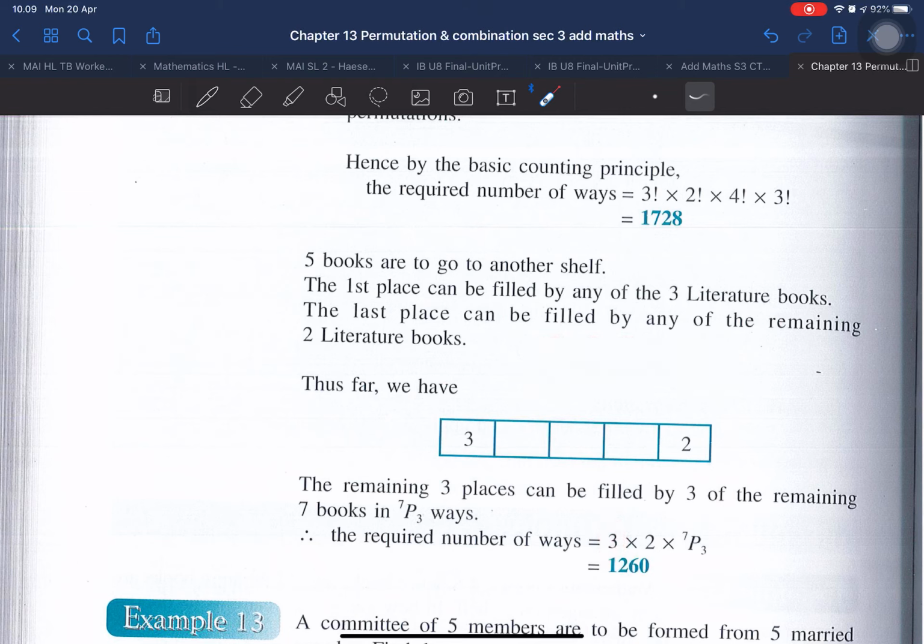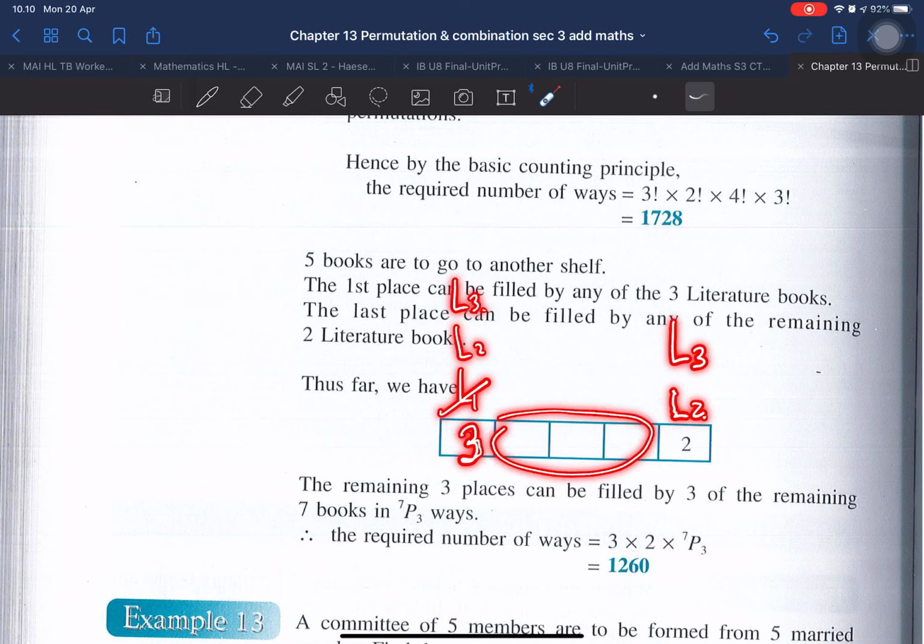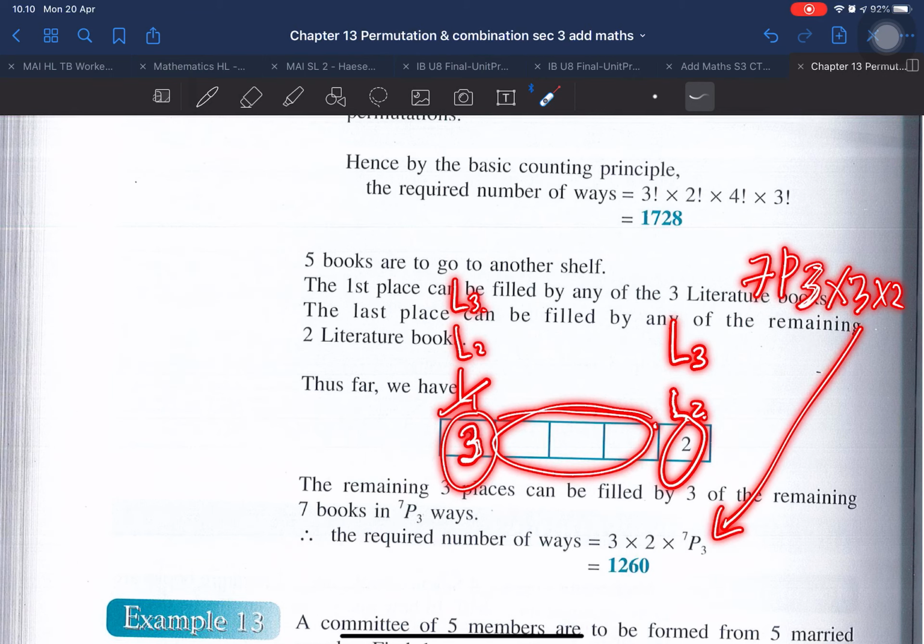Okay, now how many possibilities to fill in this? 3. It could be literature 1, literature 2, or literature 3. Now let's say literature 1 is already put here. Now the only possibilities are literature 3 and 2. Okay, now what do we put here? How many books are left? If we already choose 2, then 7 books are left. And then how many slots are there? 3. So we pick 3 out of 7. 7P3 multiplied by 3 and 2. It's basically the same thing.